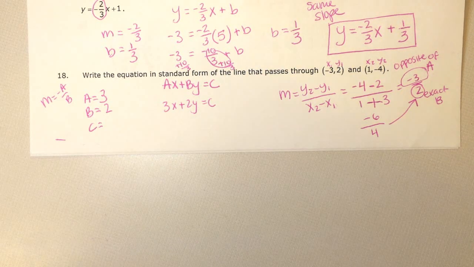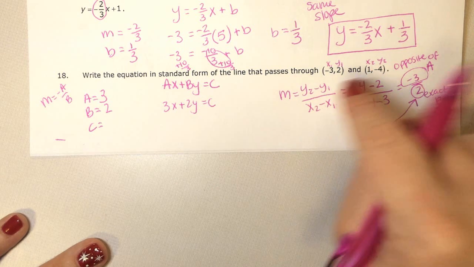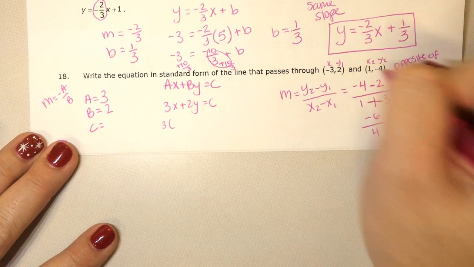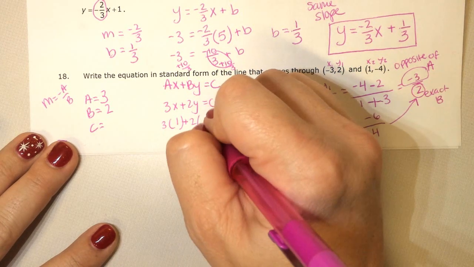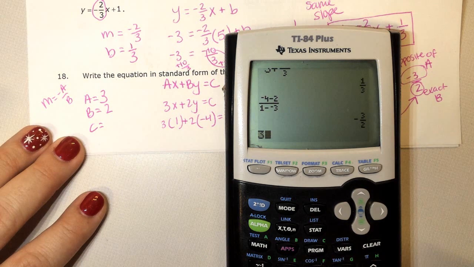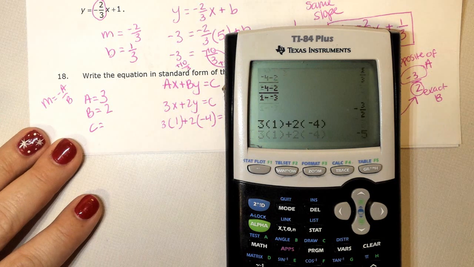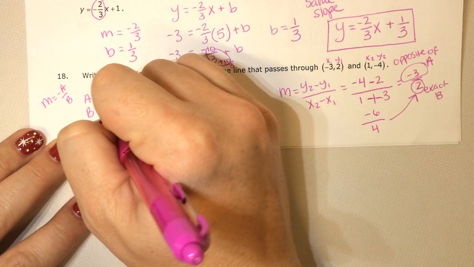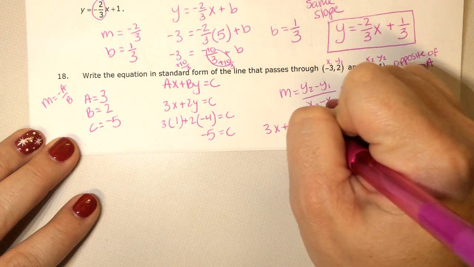I do not know c yet. However, I know 2 points that I can plug in and solve for c. Doesn't matter which point I use, I'm going to use the second one. So I have 3 times, instead of x, I'm going to plug in 1 plus 2 times y, which is -4, and whatever that equals is my c. So 3 times 1 plus 2 times -4, and that gives me negative 5. So negative 5 equals c. So my final answer is 3x plus 2y equals negative 5.